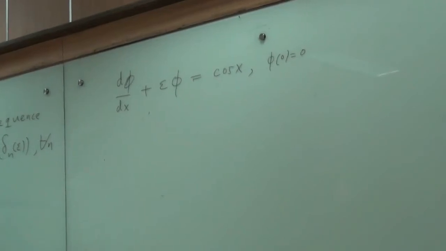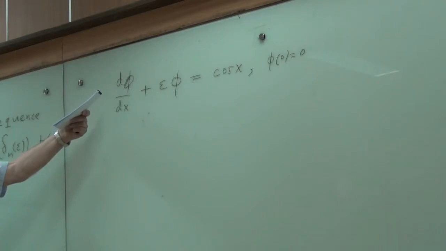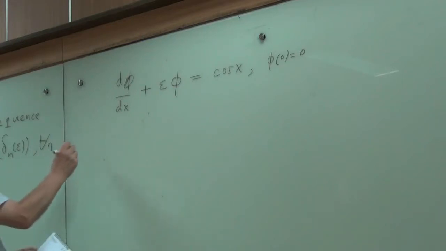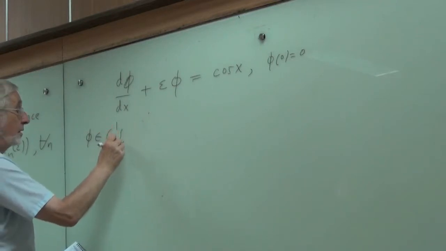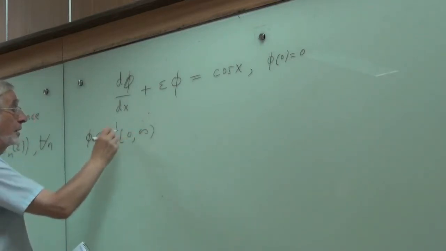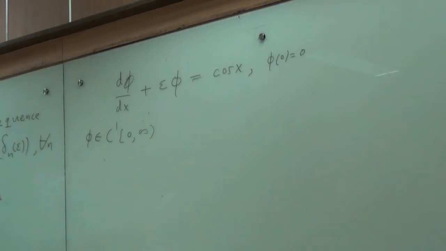I said already everything will be real, so I don't have to specify φ will be a real function, and it will be at least C1, that is one time continuously differentiable. So φ is in C1 of 0 to infinity, defined for x equal or larger than 0, on the positive real line.